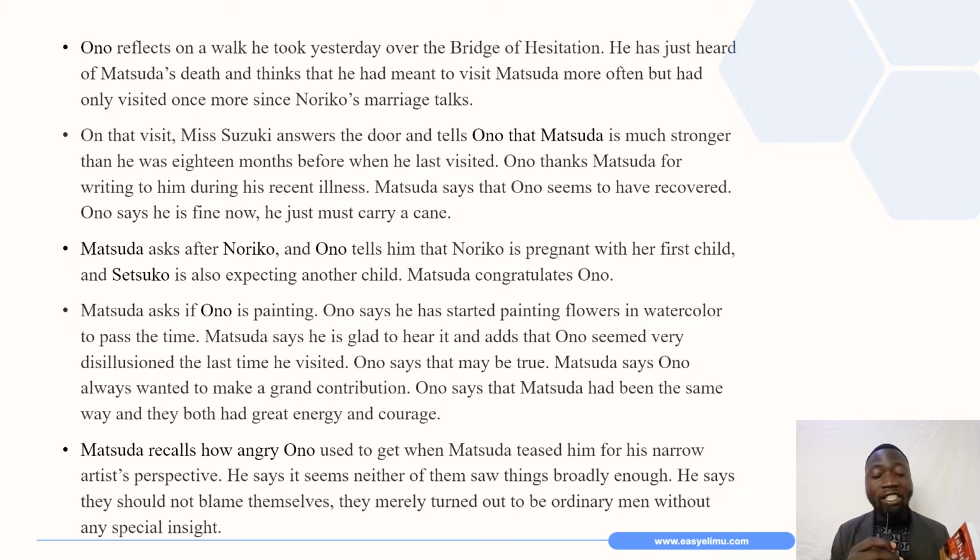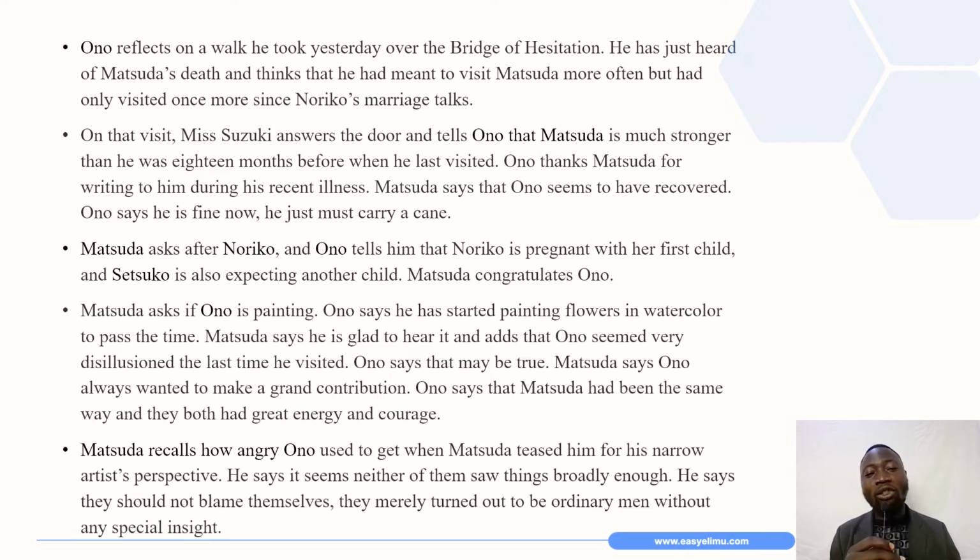over the Bridge of Hesitation. And remember, it was named the Bridge of Hesitation because after a day full of activities, men would stand there, thinking about whether to go home to their wives or to go to the pleasure district to have a bottle or two. So Ono reflects on a walk he took the previous day.